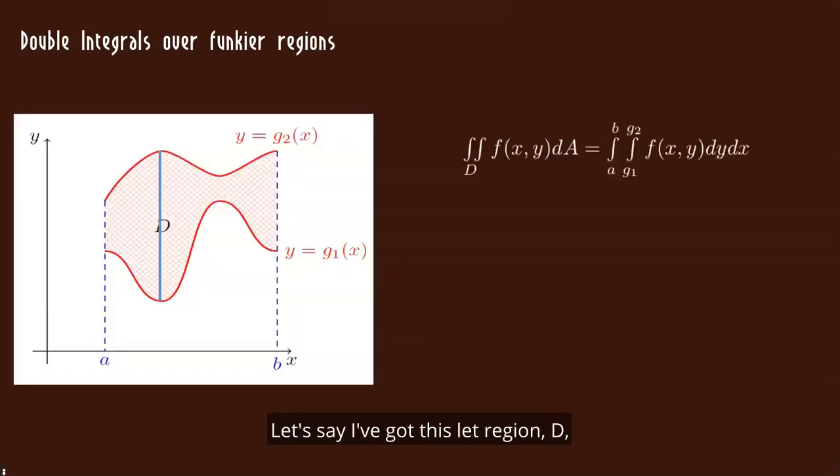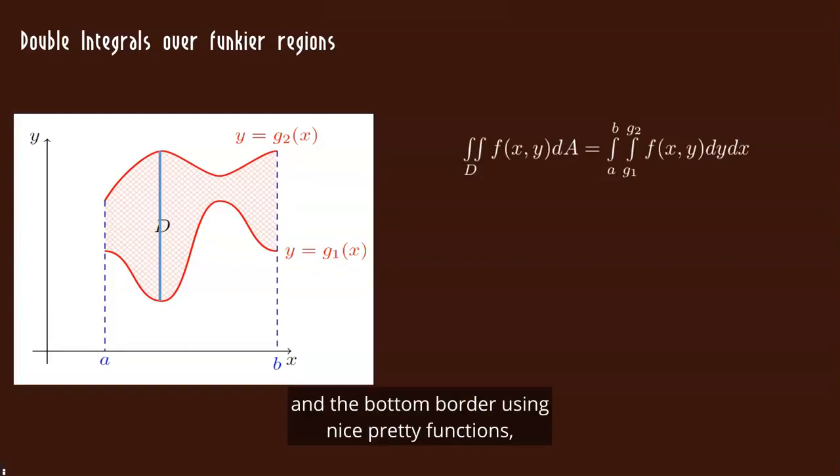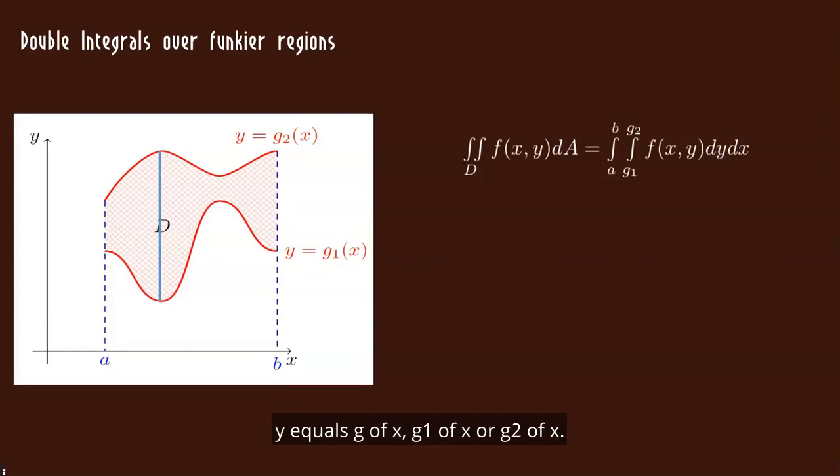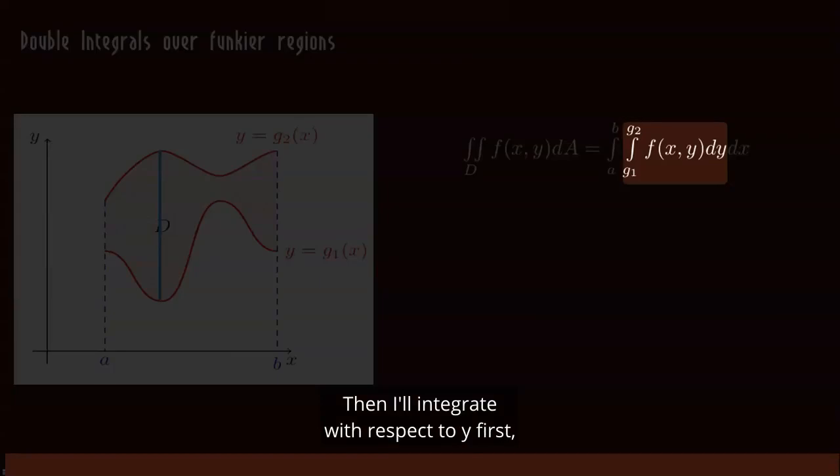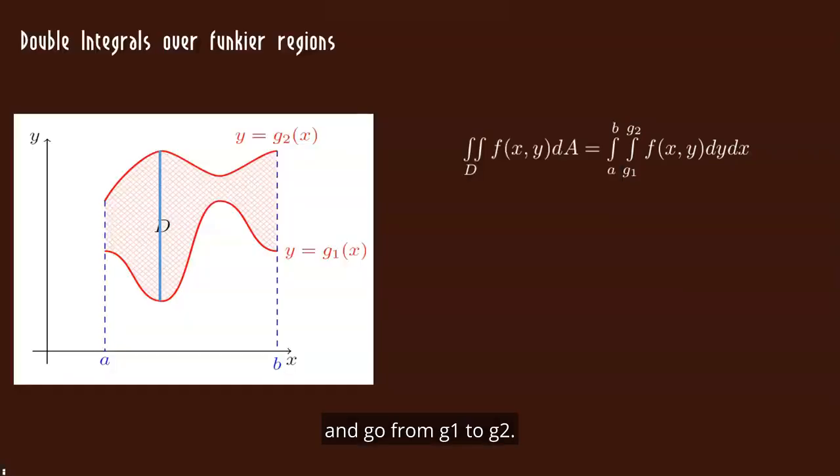Let's say I've got this region D, and I can describe the top border and the bottom border using nice pretty functions, y equals g1 of x and g2 of x. Then I'll integrate with respect to y first and go from g1 to g2, and then I'll go with respect to x, going from a to b. So let's look at an example.